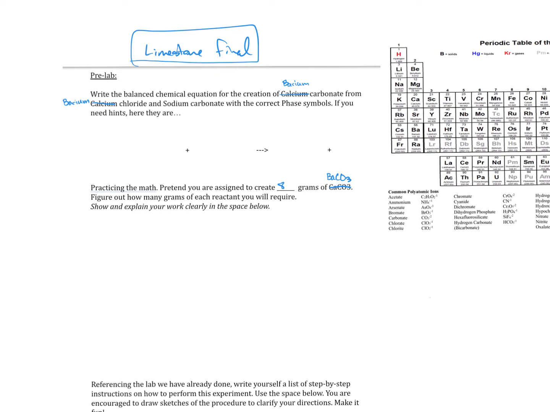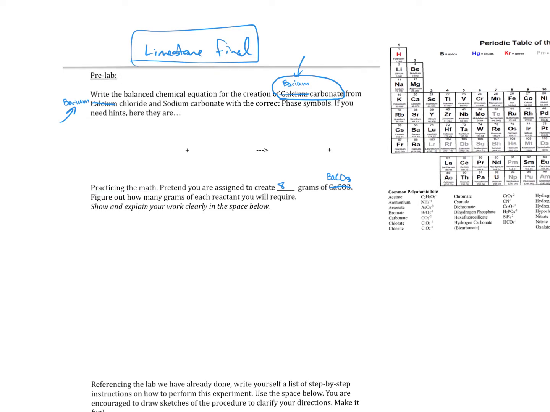So what you'll see is I've changed calcium to barium. I've just added a different element here. In the lab, it's calcium chloride and calcium carbonate. This is our limestone. It's the insoluble precipitate that we're forming. So let's jump right into this.